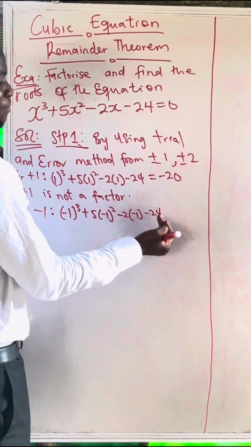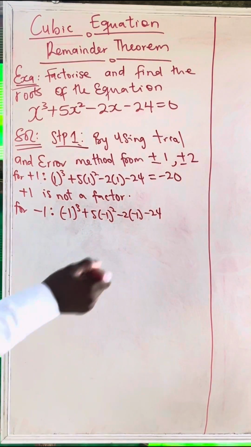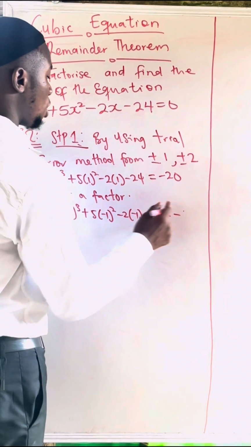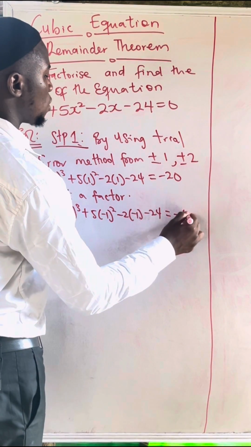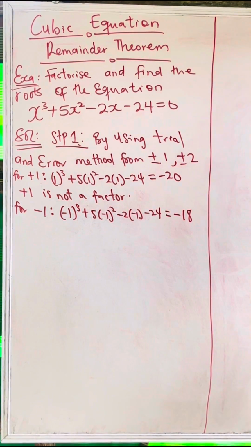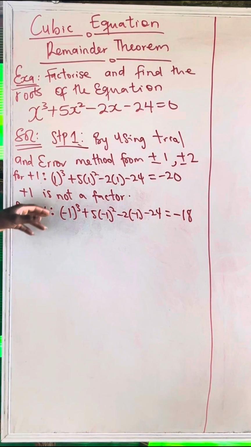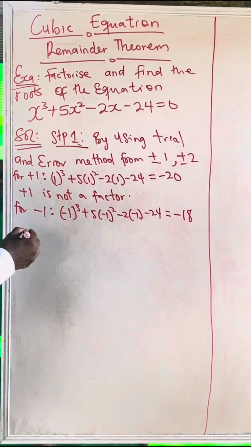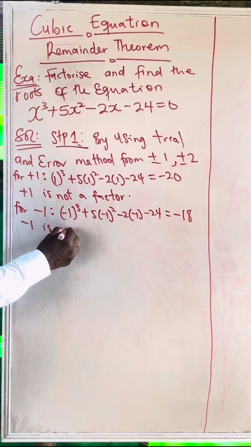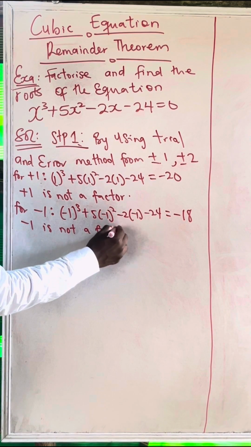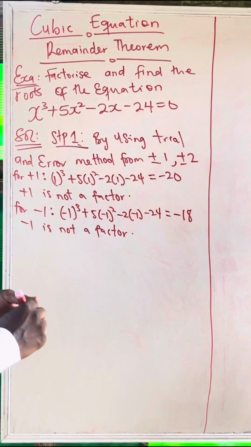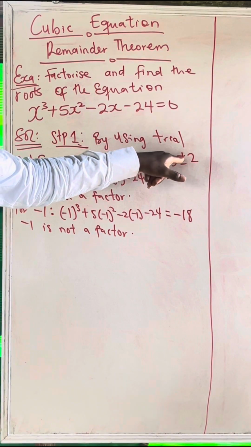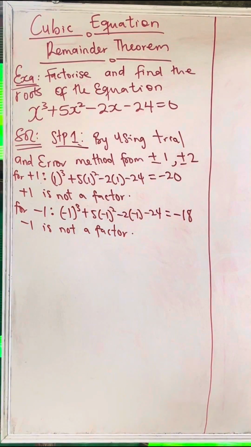Now what is plus 6 minus 24? That is minus 18. So guys, since after we substitute minus 1 into this expression, we didn't get 0, we will also say that minus 1 is not a factor. So we will still use the trial and error method again before we get our first factor. Let's use the trial and error method. Now let's go for plus 2 and minus 2.